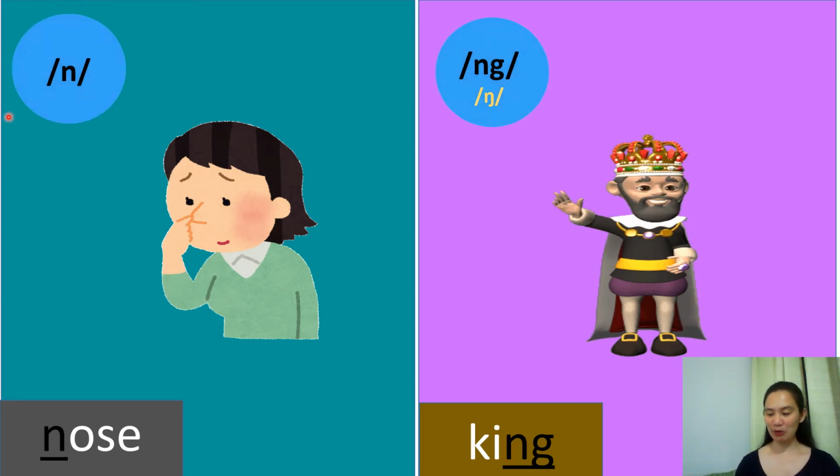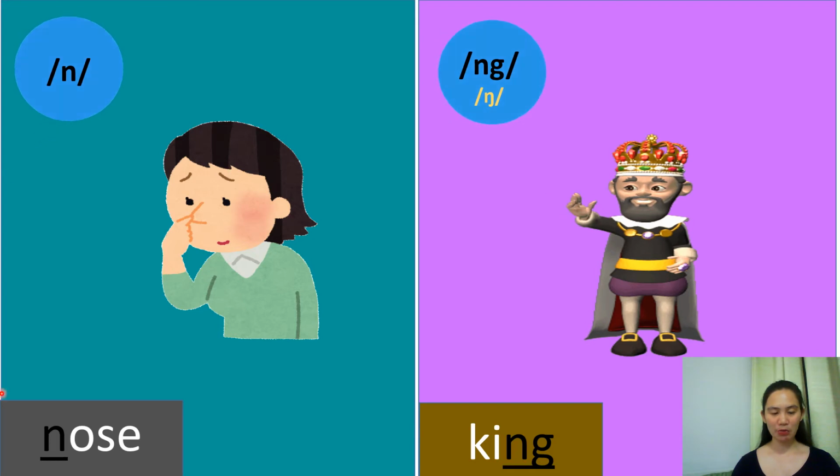Now let's read again the words with N sound and NG sound. For the N sound, we have the word nose. For the NG sound, we have the word king.